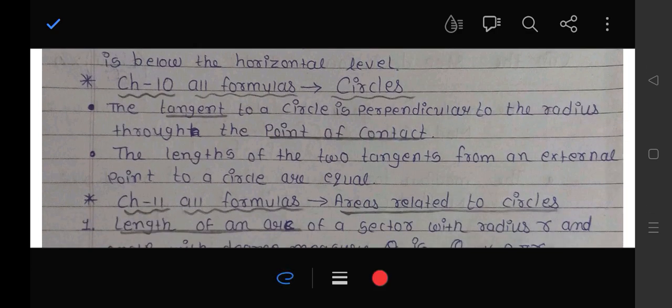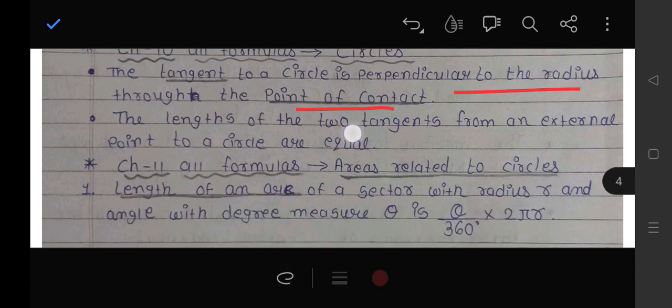Chapter 10. The tangent to a circle is perpendicular to the radius through the point of contact. The lengths of the two tangents from an external point to a circle are equal.